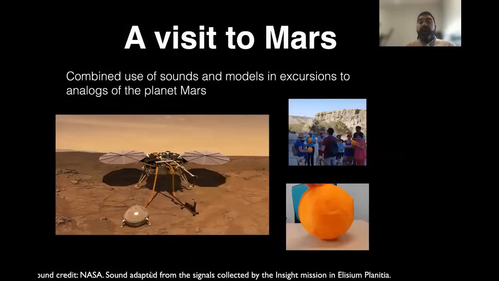A visit to Mars. Among the different experiences I would like to comment on and different examples of sound we have used is this one. This is an inclusive visit to a desert, the desert of Tabernas, in the southeast of Spain. This place is thought to be an analog of the planet Mars. So this visit for blind people, using models of Mars and the use as well of this sonification, which is seismic noise taken by the mission InSight of NASA in the Elysium Planitia, makes it easier for people to think about the very low density atmosphere of the planet Mars.